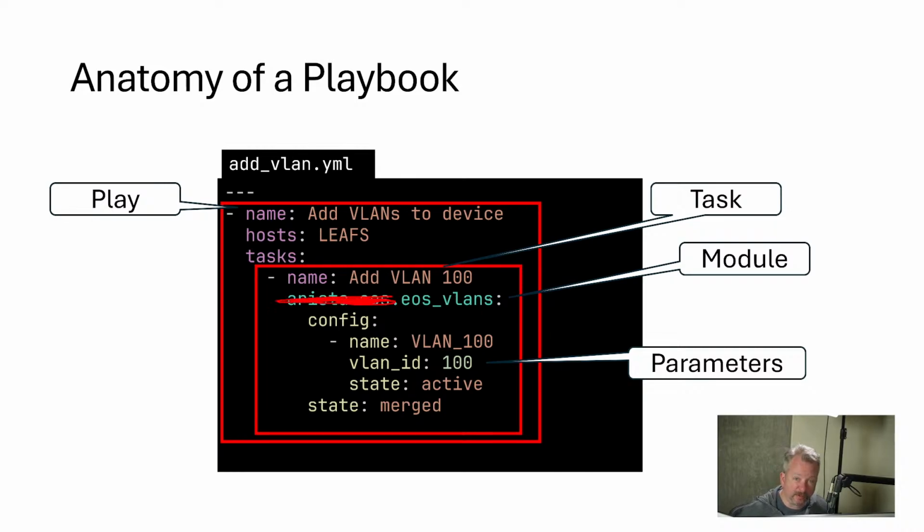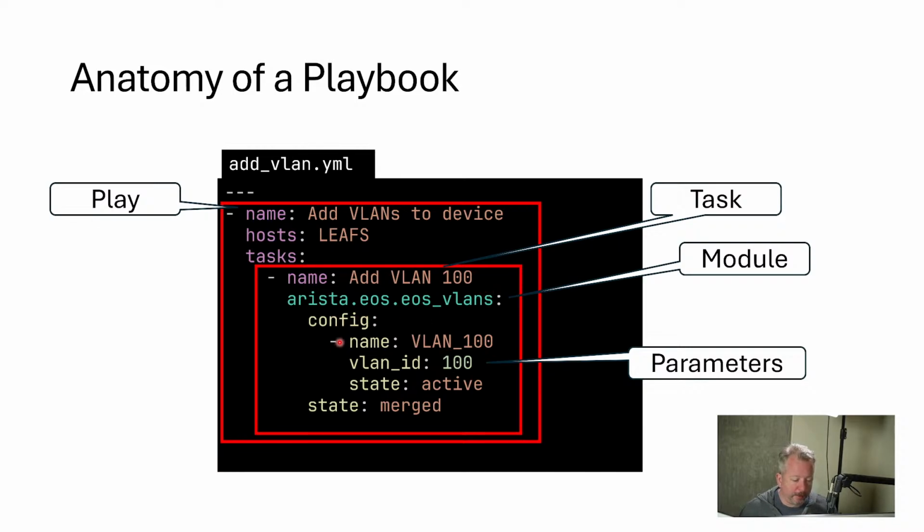I could just say EOS VLANs, but Ansible started complaining and said, you know what, just go ahead and not do that. So we do the fully qualified module name now. So arista.eos is the Arista EOS namespace. There's multiple modules in there, about 20 or 30 or so, and one of them is EOS VLANs.